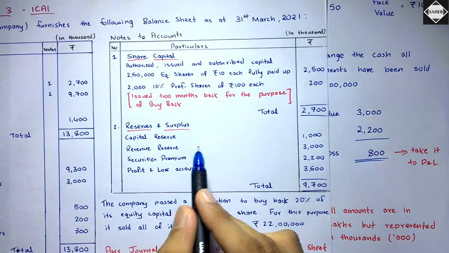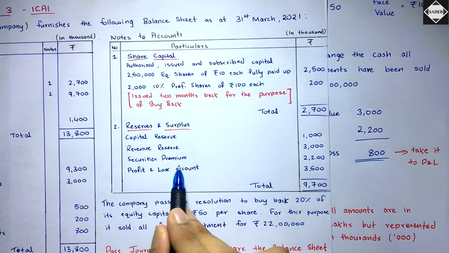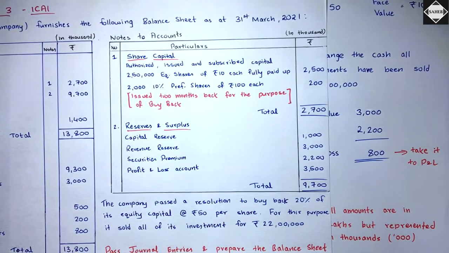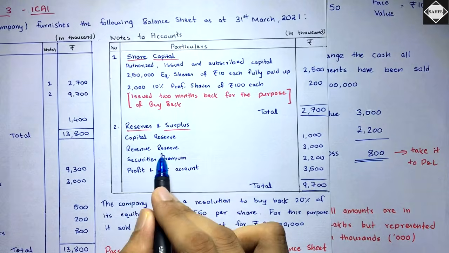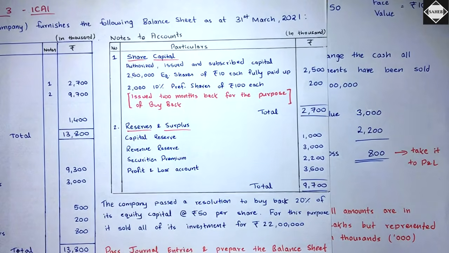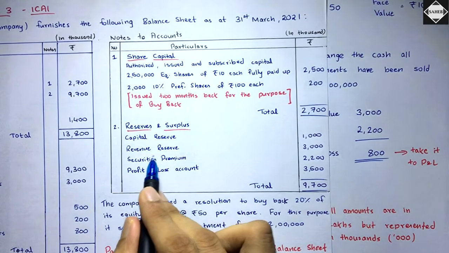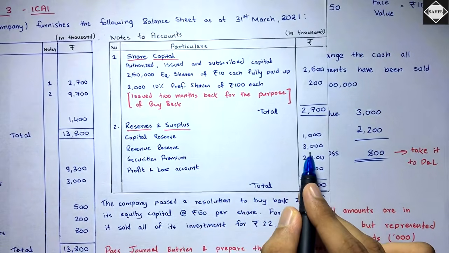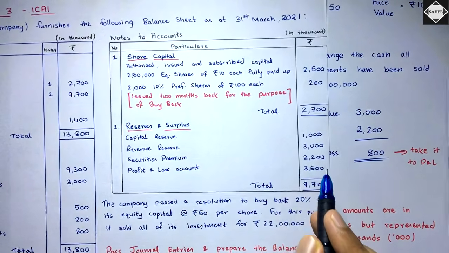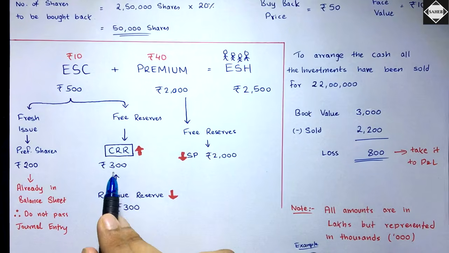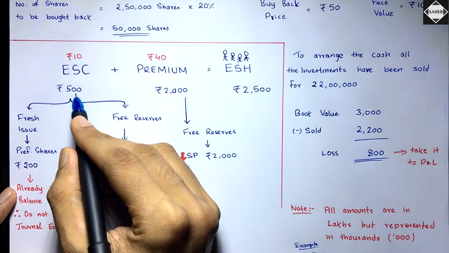Okay, you can use revenue reserve, profit and loss account, or securities premium, whichever you want. First we have capital reserve, that is not a free reserve, we can't touch that. Revenue reserve we can touch. Revenue reserve we have how much? 30 lakhs. So how much do we need? 5 lakh needs to be replaced.